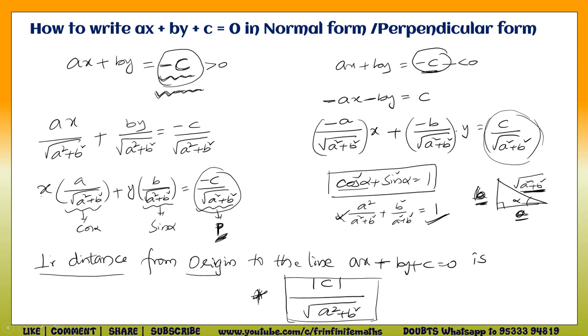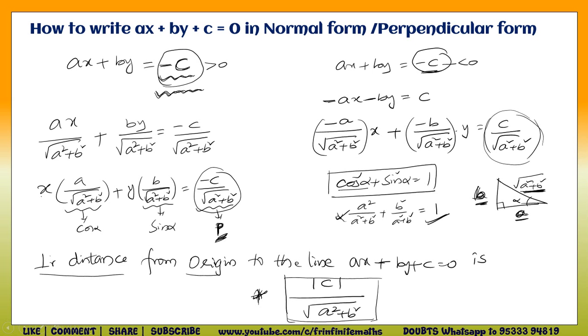So why are we considering modulus of c? Because distance is always positive. So whether c is negative or positive, based on that we are going to consider this value, right? So likewise we can find out the perpendicular distance from the origin. Now suppose instead of the perpendicular distance from the origin, if you ask from some other point, then how to find it?